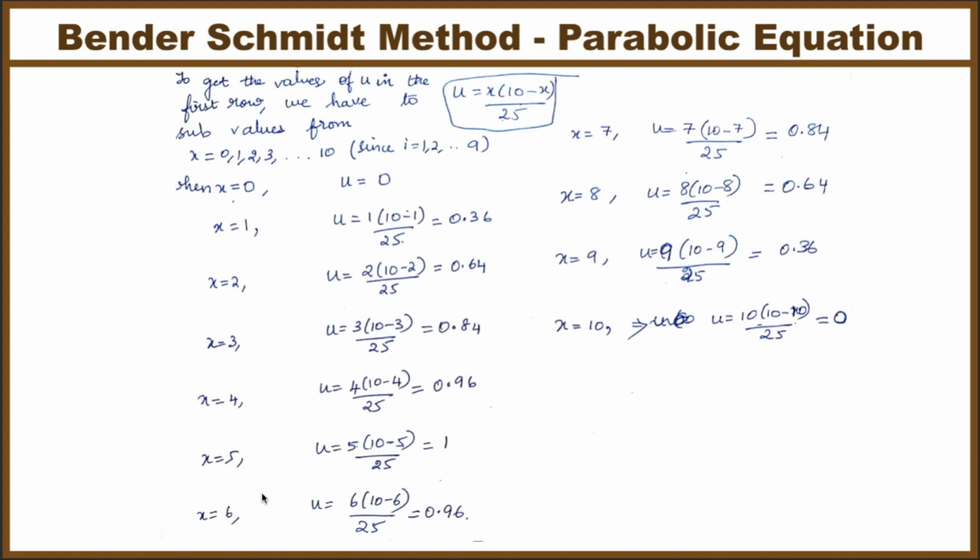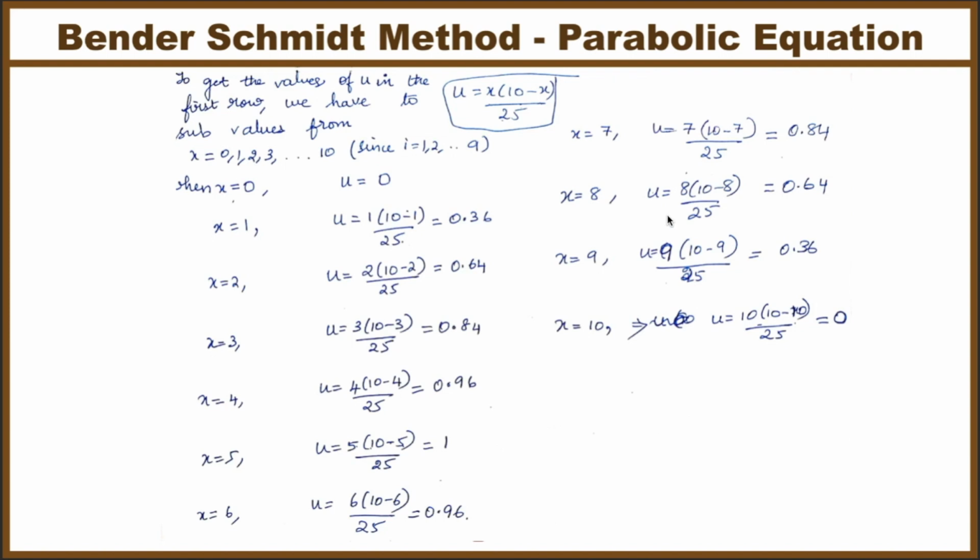Then x is equal to 6. That is u is equal to 6 into 10 minus 6 divided by 25, and that is equal to 6 into 4 divided by 25. 6 into 4 is 24, 24 by 25 is equal to 0.96. Then x is equal to 7, that is u is equal to 7 into 10 minus 7 divided by 25. 10 minus 7 is 3, so 7 into 3 is 21, 21 divided by 25 is 0.84.